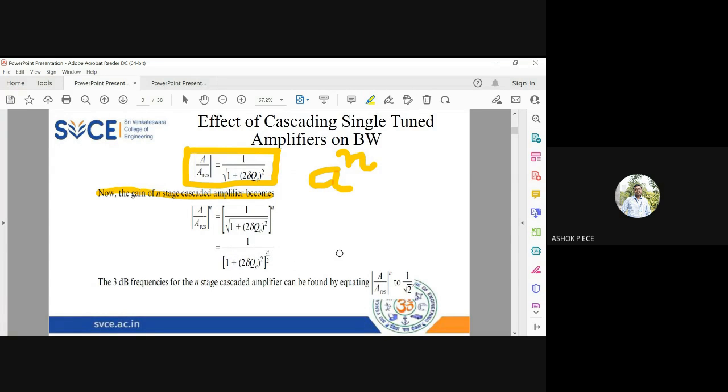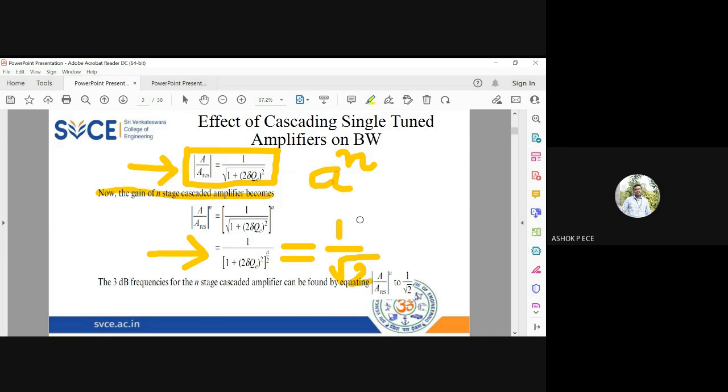We know how to find bandwidth. We'll equate this ratio to 1 by root 2. In the single tuned amplifier, it is one stage, so I equated this expression to 1 by root 2. For an n stage amplifier, this is my overall gain, so I should equate this expression to 1 upon root 2 and find out the bandwidth.